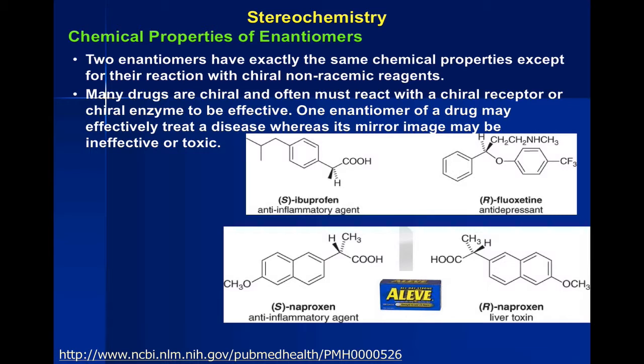So, yeah, this is kind of important, right? Cure my headache, kill me. Just because we change the configuration at a single carbon, okay? And so how in the world do we synthesize a molecule that has this particular orientation in space? Huh? Make a filter? That's not far from the truth, actually. It's a little more complicated than that. But, yeah, essentially, they do make it racemic, and then you isolate the S-naproxen, and you throw the other stuff away.